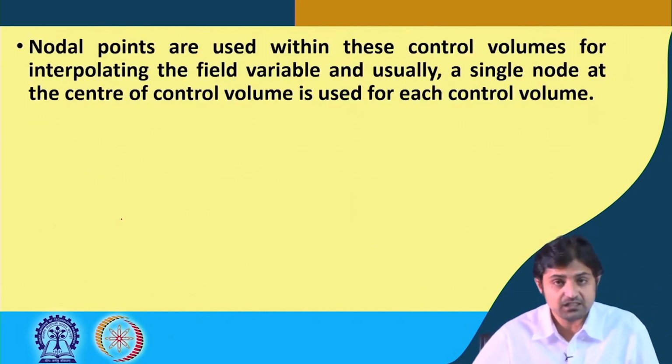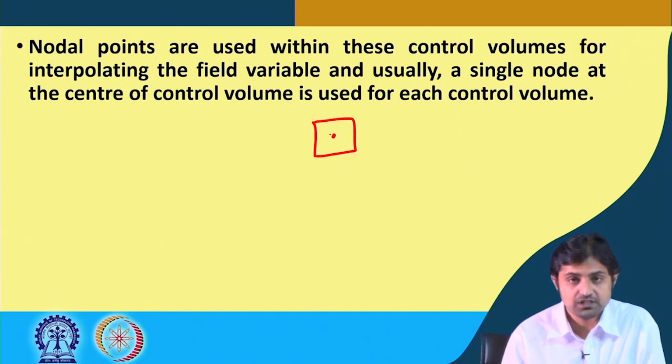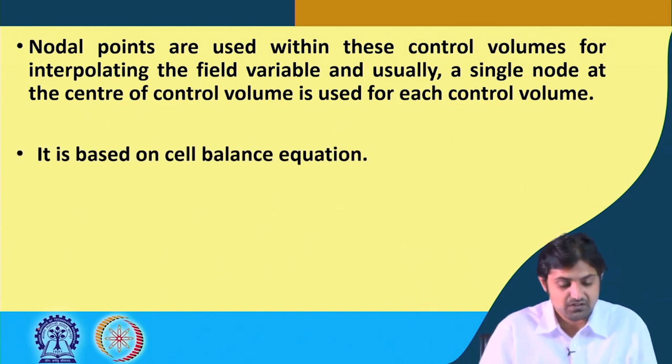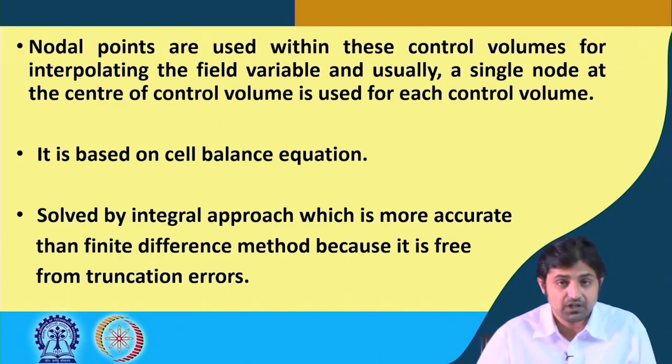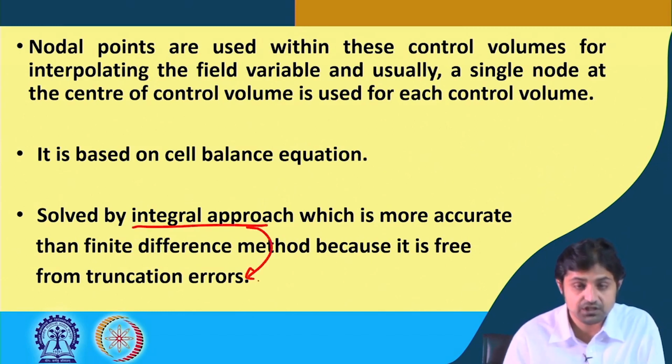So the nodal points are used with these control volumes for interpolating the field variable, and usually a single node at the center of the control volume is used for each control volume. So this is the one single point in that control volume that is used, and this is based on the cell balance equation. It is solved by the integral approach, which is more accurate than the finite difference method because it is free from truncation errors. So one thing about the integral approach is that it is free from the truncation errors.